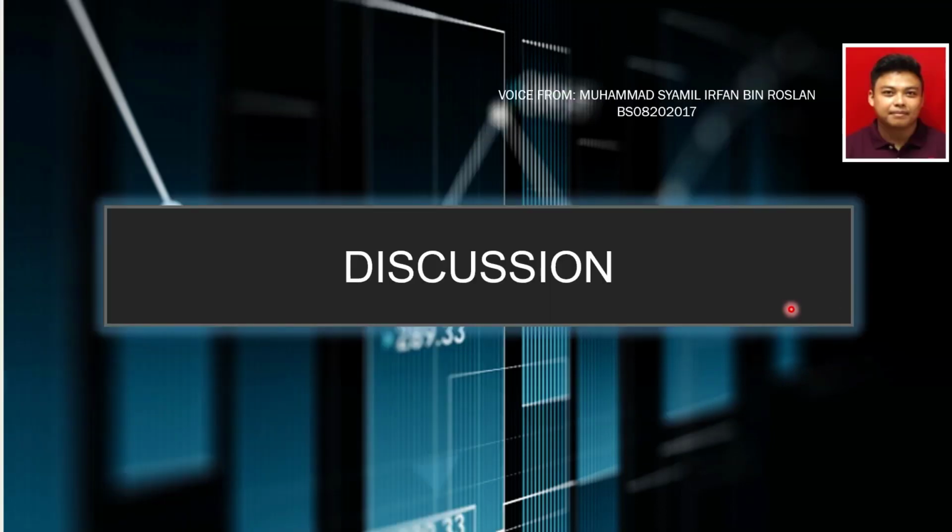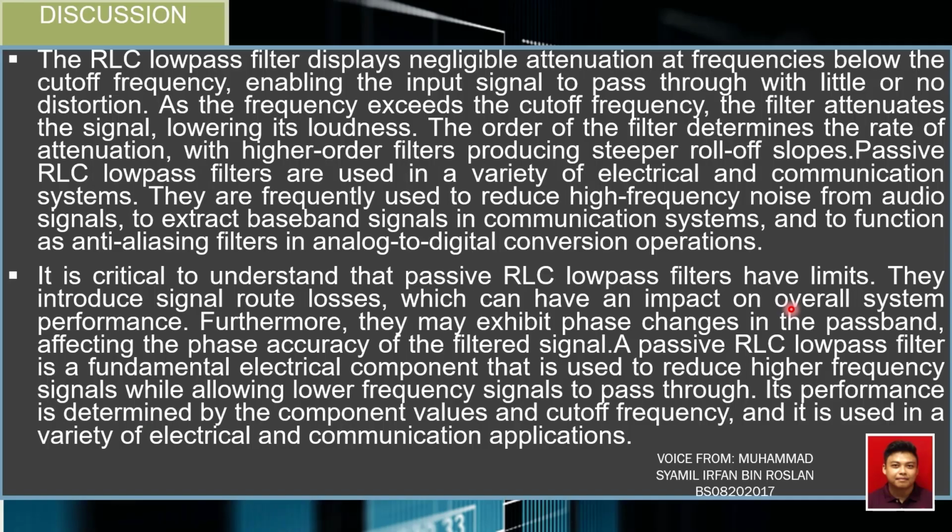Okay, next for the discussion. The RLC low-pass filter displays negligible attenuation at frequencies below the cutoff frequency, enabling the input signal to pass through with little or no distortion. As the frequency exceeds the cutoff frequency, the filter attenuates the signals, lowering their loudness. The order of the filter determines the rate of attenuation, with higher order filters producing steeper roll-off slopes.